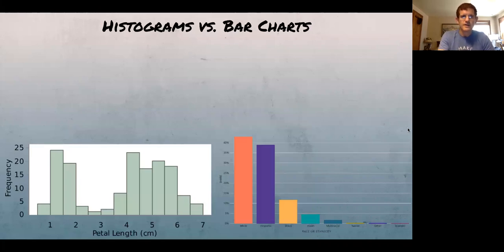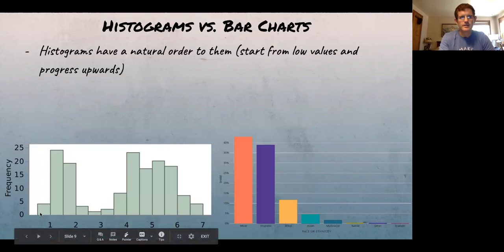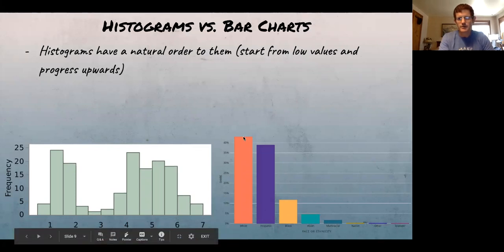So just to talk very briefly about histograms versus bar charts, this is the key thing. This is the main thing. Histograms have a natural order. Meaning this is petal length and it starts at 0, goes all the way up to 7. You can't just decide to take this bin right here from 5 to 5.5 and move it over here because there is a natural order to the way this distribution has to be laid out. But on the right, when we're talking about races, there's no natural order that this needs to be in. I know they put it in order from the highest to lowest representation, but if the Hispanic portion went up, then all of a sudden the Hispanic bar would be moved up to the front.